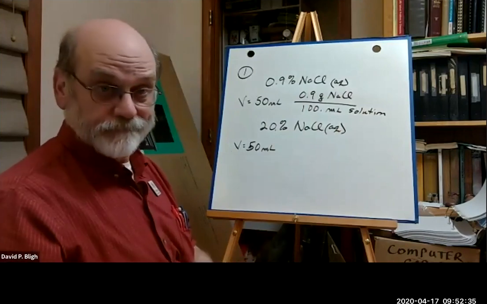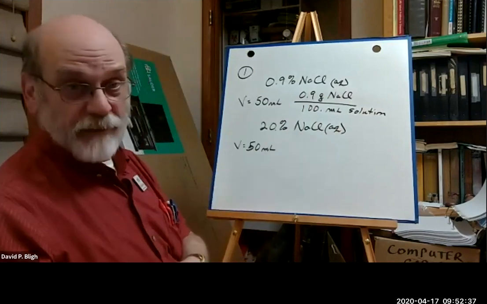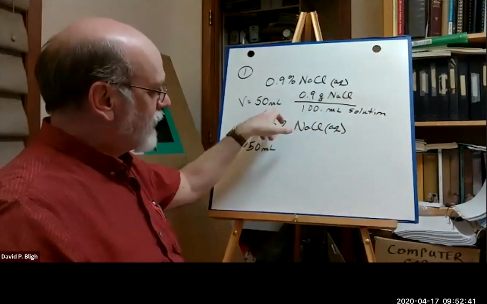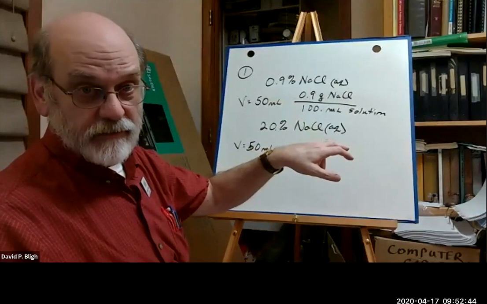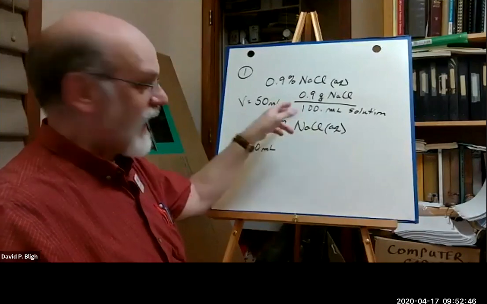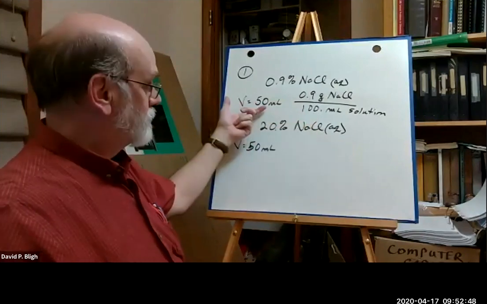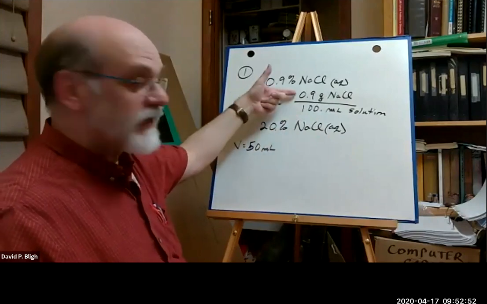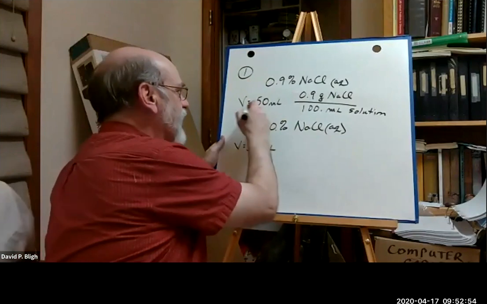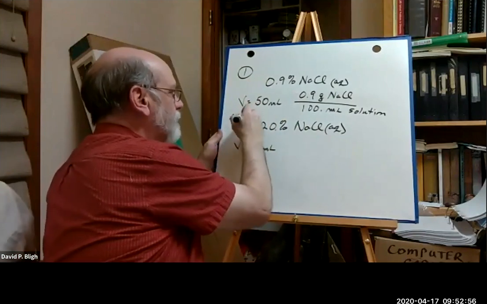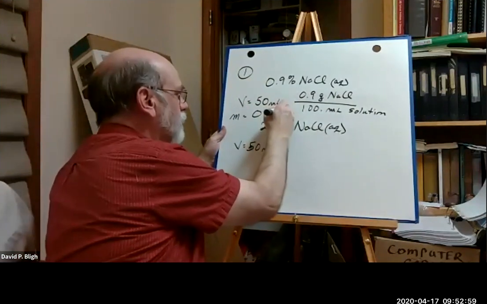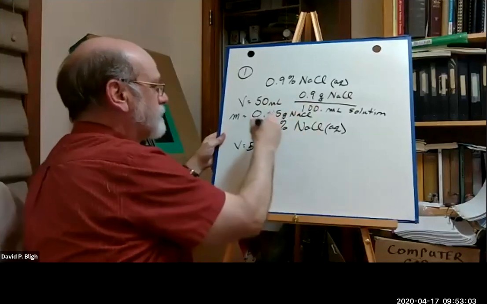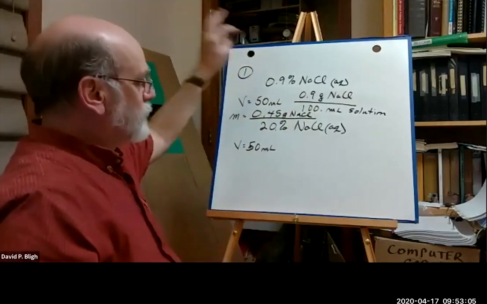Okay? So that makes it pretty simple, right? If you only need 50 milliliters of that, how many grams of sodium chloride do you need? Right? Half, right? This is half of that. So the ratio says you only need half of that. So the answer is 0.45 grams sodium chloride for that solution.